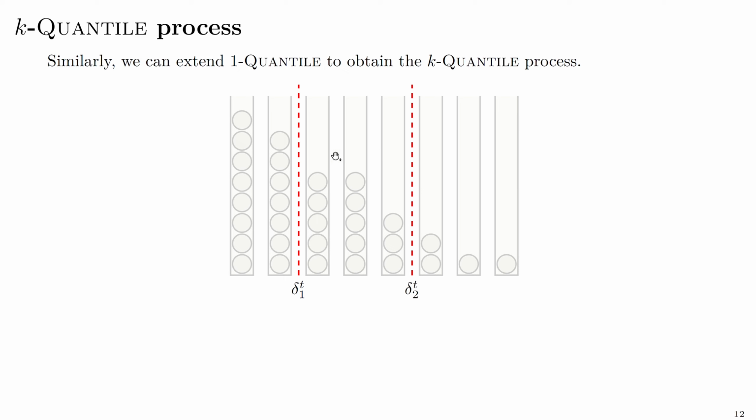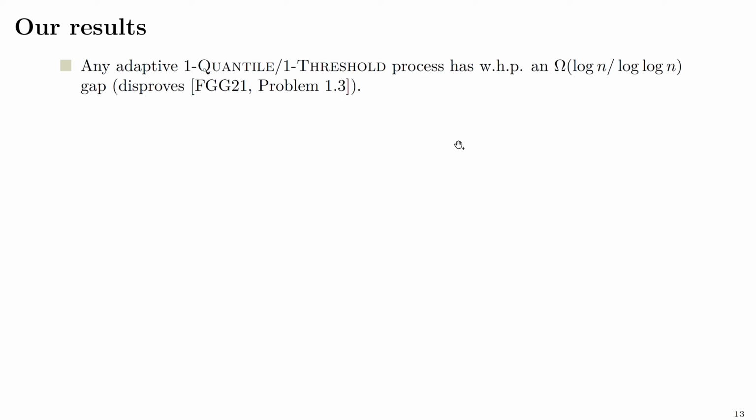And of course, a similar extension works for k-quantile. But again, the regions are in the rank space. So in our work, we disproved the conjecture by Feldheim and Gurevich, and we show that any adaptive one-quantile or one-threshold process has with high probability an omega log n over log log n gap.